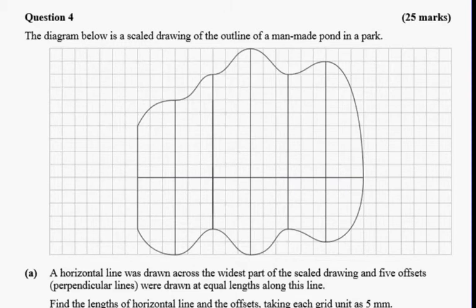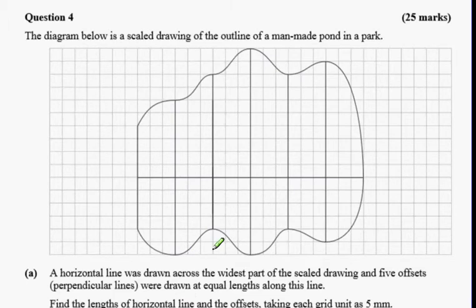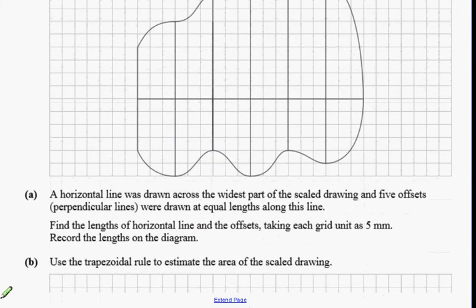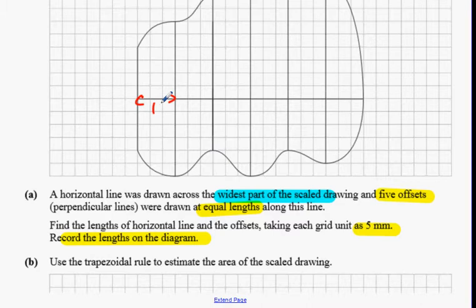Okay. Now, please read the language definition. Make sure there's nothing left behind here. It's a man-made pond. Horizontal lines drawn across the widest parts. 5 offsets, 5 parts drawn at equal lengths along the line. Find the lengths of the horizontal lines and the offsets, taking each grid unit as 5 millimeters. Record the lengths on the diagram. Be thorough with your diagram. Easy marks are 15, 15, 15. Just draw 15 all the way across.